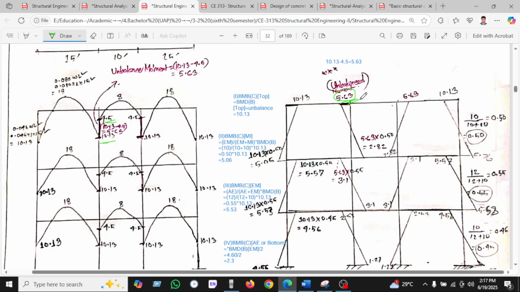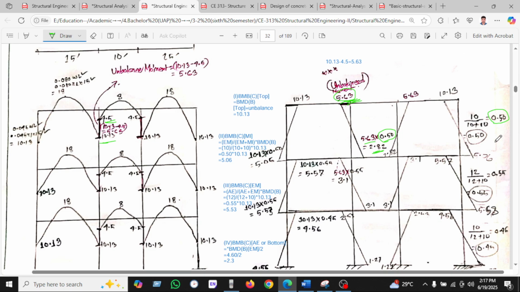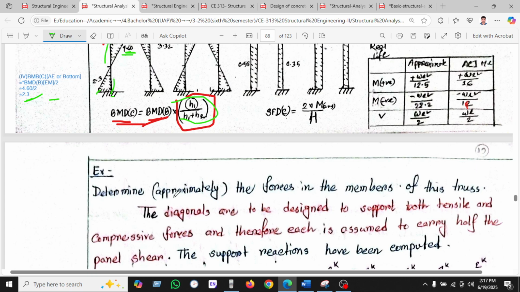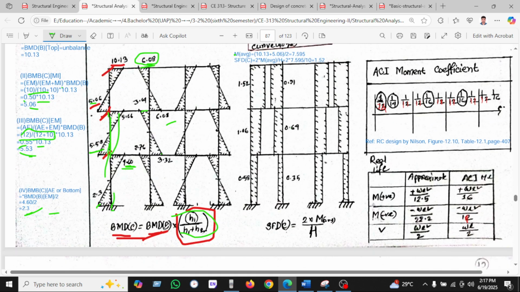Here this is 5.60. So I will get there, this is 5.63. It will be multiplied with the coefficient here, h1 minus h2, as we have seen here. So h1 minus h2 is 15. So 5.63 into 2.21. In this way we can solve this from this portion also.